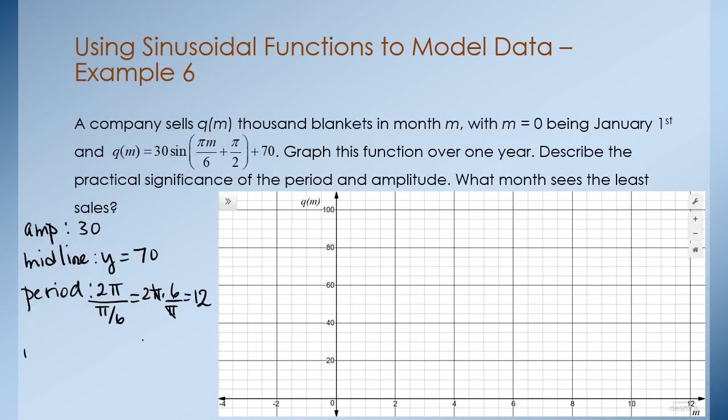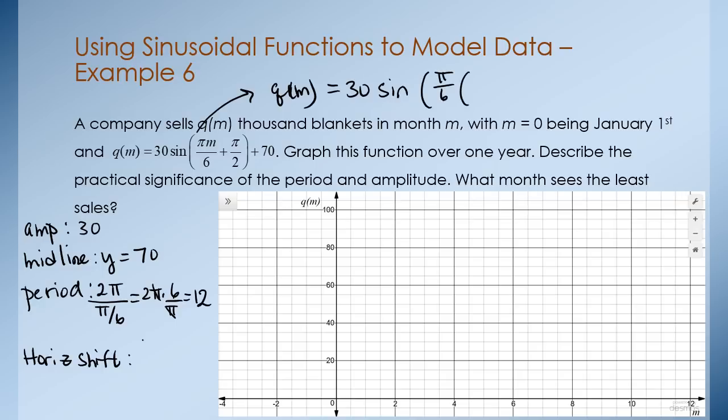And then let's see, do we have a horizontal shift on this one? It looks like we do. Let me go up to this function, q of m, and I'm going to factor out pi over 6. Now, don't be afraid of that fraction. I'm going to take my pi over 2 and divide it by pi over 6, but that's the same thing as multiplying by 6 over pi, right?